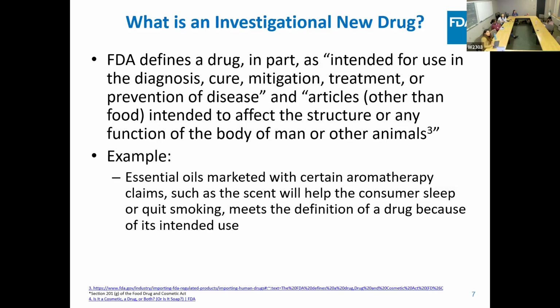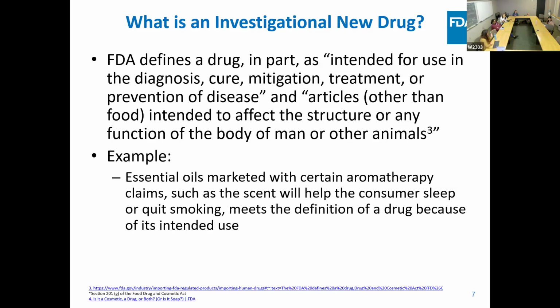So what I do think is more interesting is what defines a drug. And here the key point is the intended use of the therapy. So a drug is something that is intended for use in diagnosis, cure, mitigation, or prevention of disease, or anything other than food that's intended to affect the structure or function of the body.